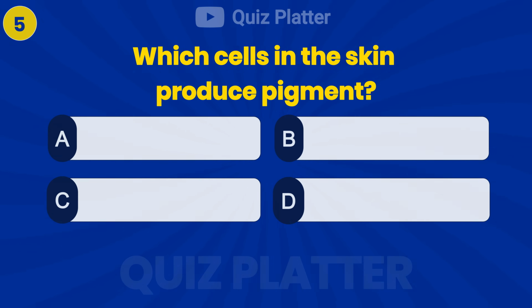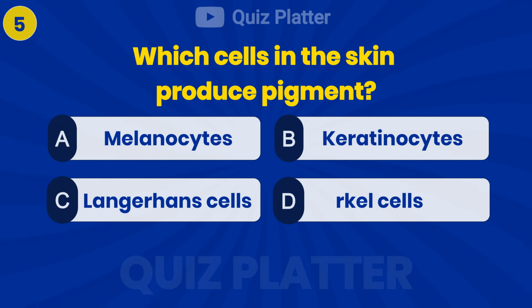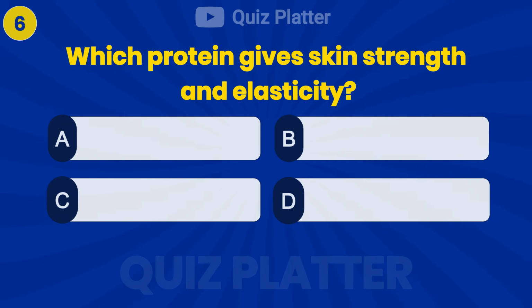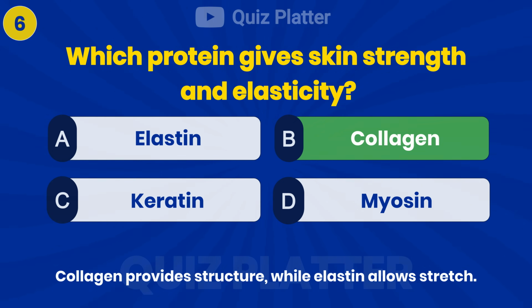Which cells in the skin produce pigment? Answer: A. Melanocytes. Which protein gives skin strength and elasticity? Answer: B. Collagen.